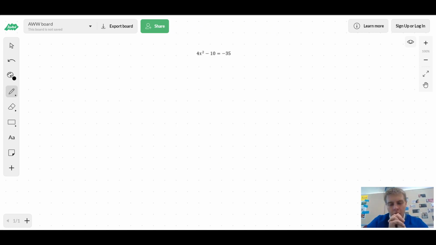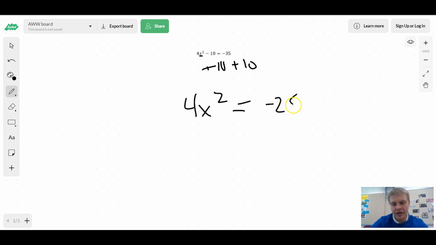Let's do the next one. Okay, so let's say we got this problem here. This is a lot like one of the problems yesterday, because again, you have an x squared and no other variables. So all we would do is solve that. So I'm going to add 10 to both sides. We're going to get 4x squared equals negative 25.